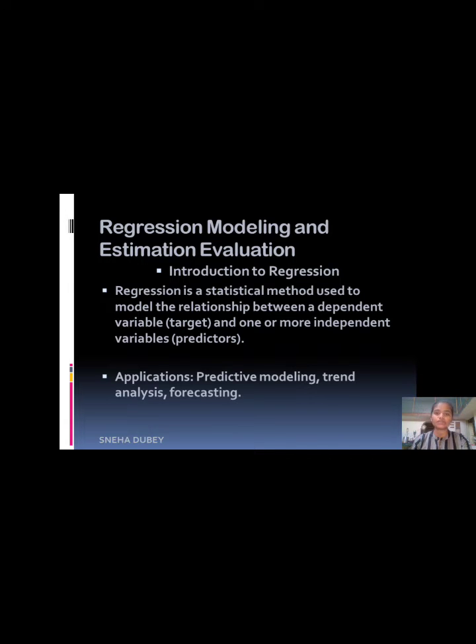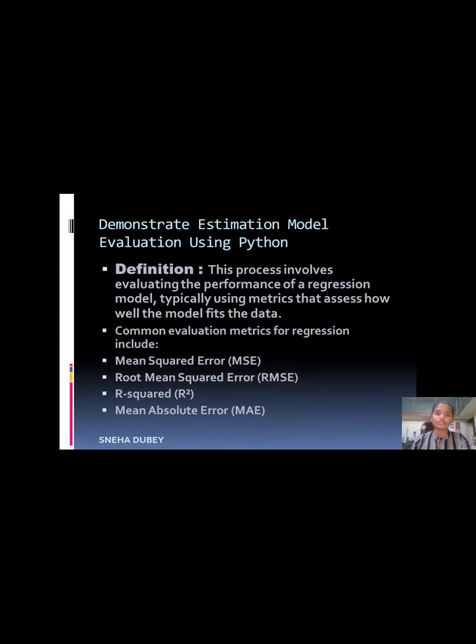Regression is a statistical method used to model the relationship between a dependent variable and one or more independent variables. Applications are predictive modeling, trend analysis, and forecasting. Next is demonstrating estimate value using Python.